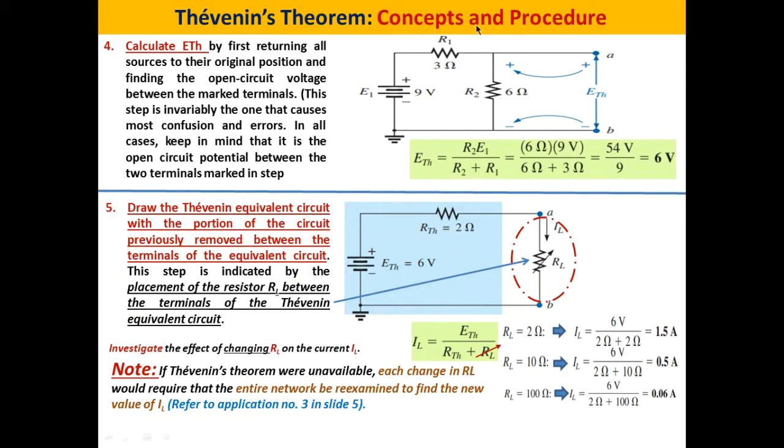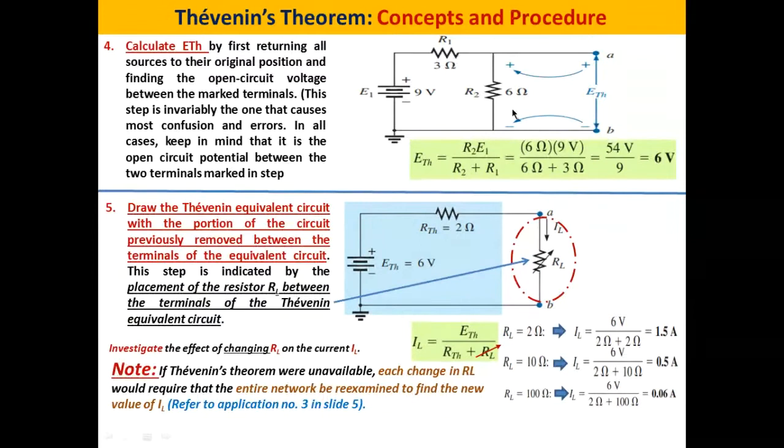How to calculate E Thevenin? Let's first return back the sources that we have removed or made 0 in the previous circuit. So all the sources are returned back. Here we have to calculate the voltage across AB. As you can observe here, E Thevenin is the voltage across R2. So E Thevenin is equal to VR2.